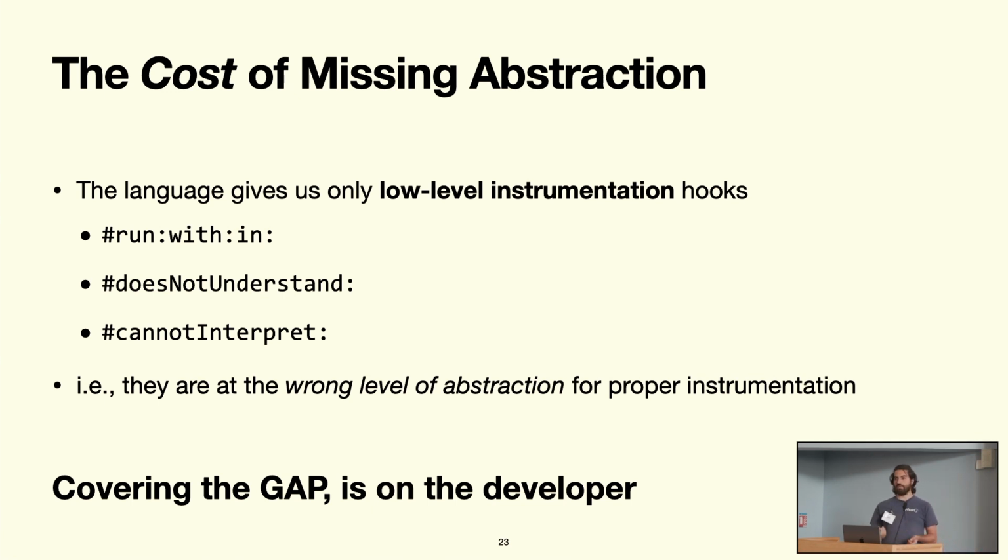So actually, if we want to do proper instrumentation, they are not at the right level of abstraction. Only if we really want to do simple stuff. But as soon as we want to do something a bit more complicated, they are not enough. Covering the gap between these low-level things and what we want to do to instrument is on us.